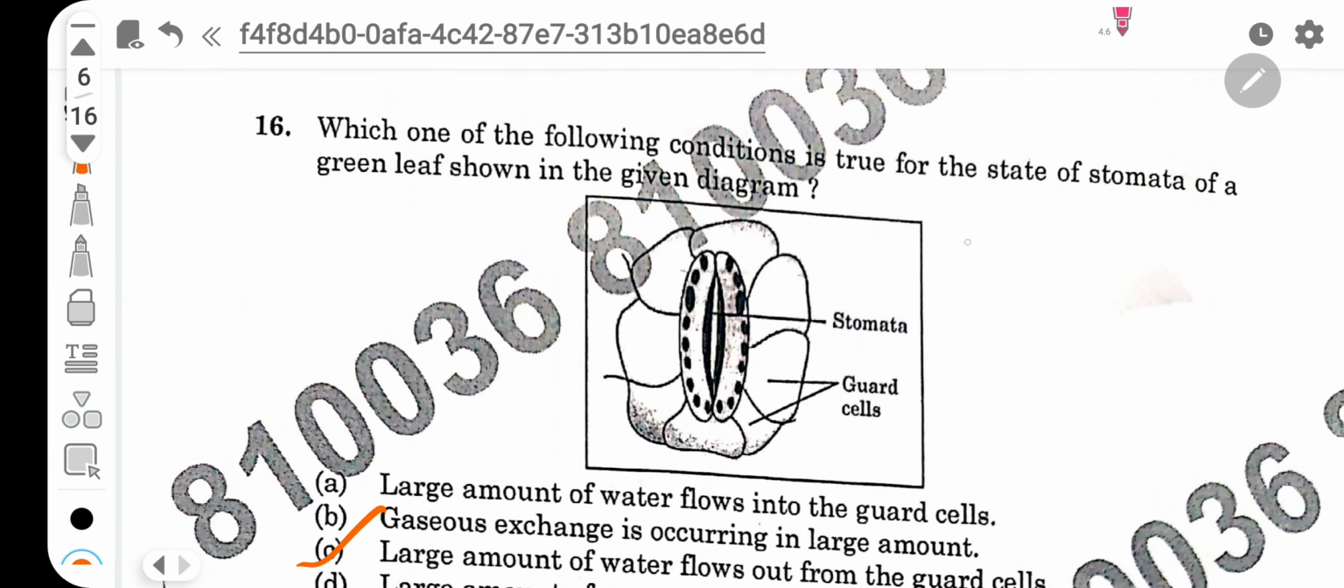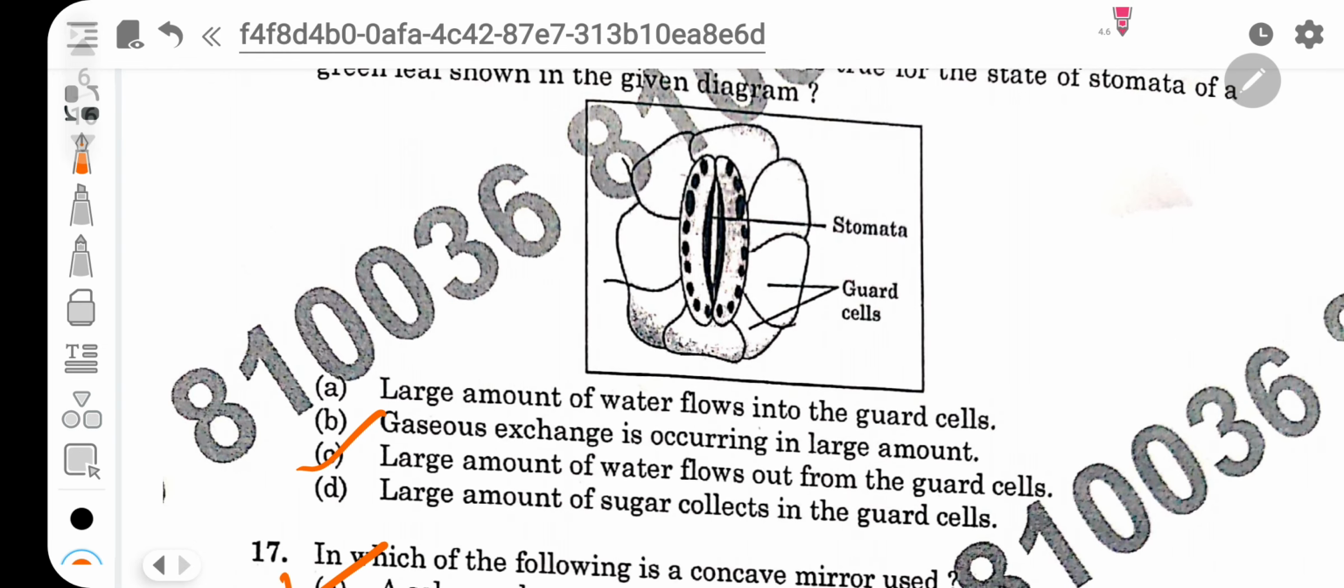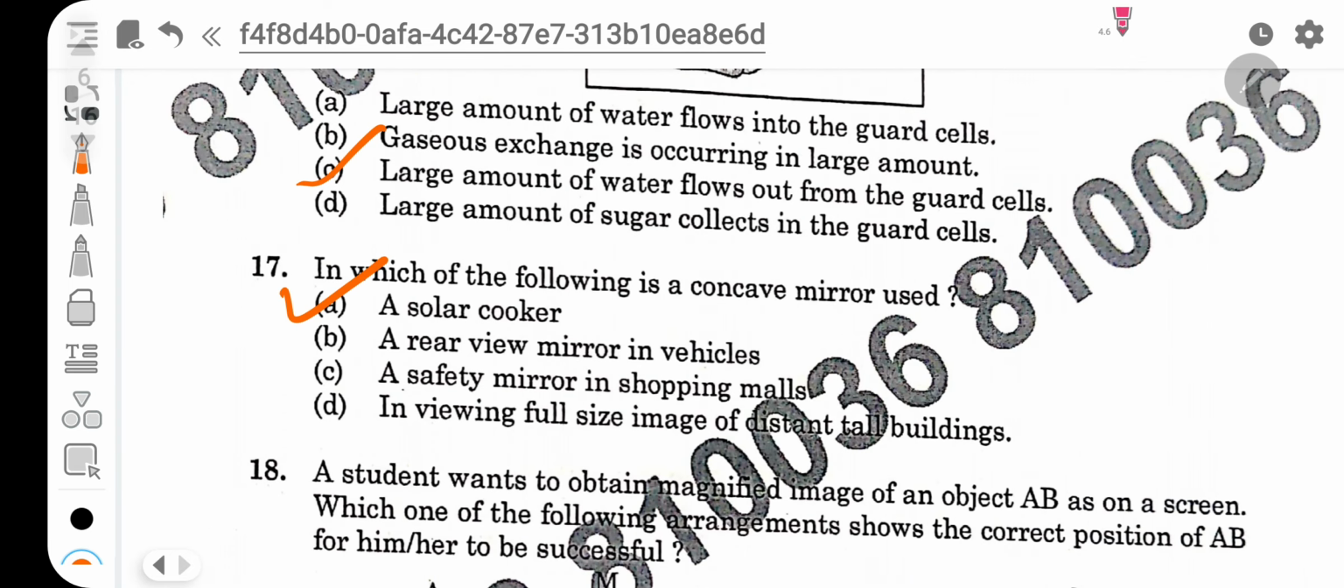Question number 16. Which one of the following conditions is true for the state of stomata of a green leaf shown in the given diagram? As the stomata are closed, that means a large amount of water flows from the guard cells. Question 17. In which of the following is a concave mirror used? The concave mirror is used in a solar cooker because it is a converging mirror.